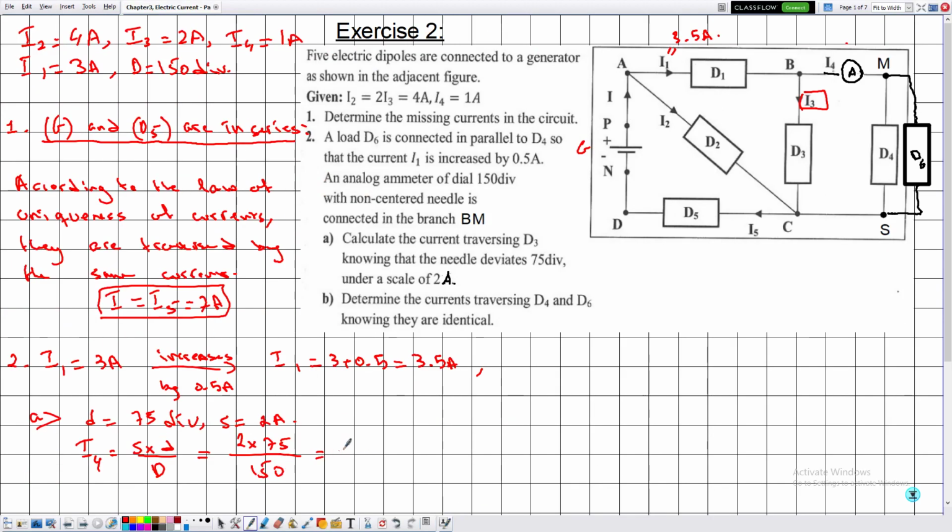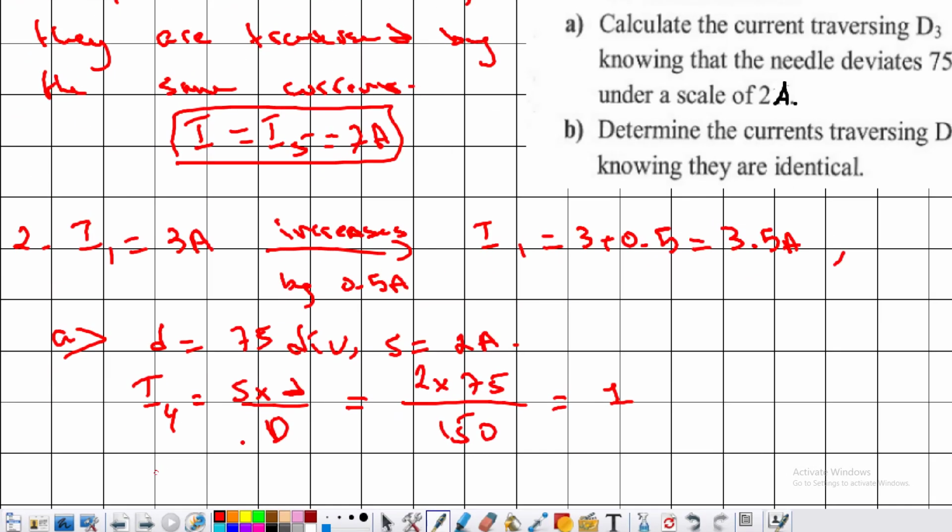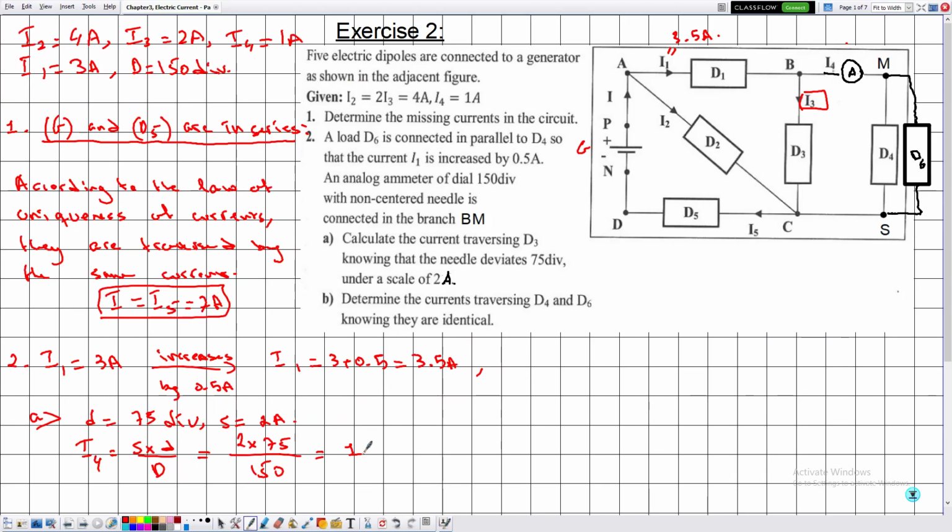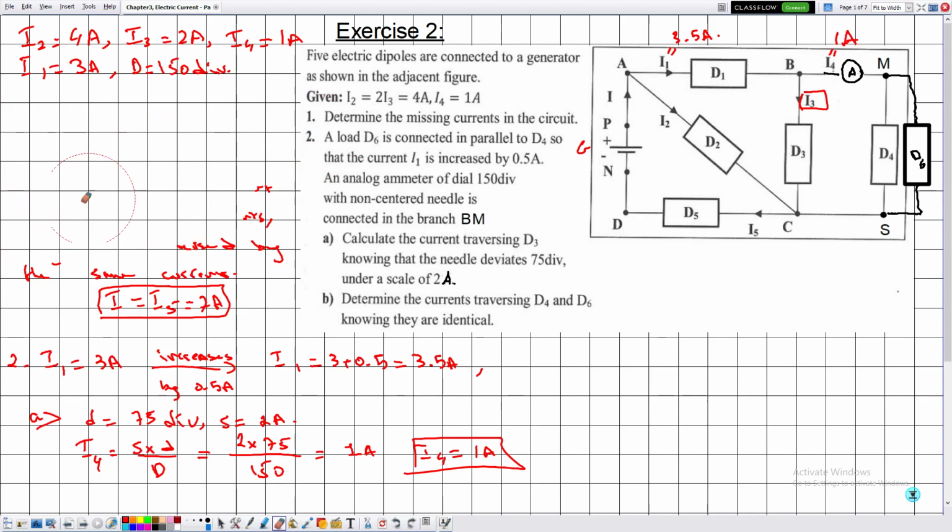So this is equal to 1, since everything is expressed in the SI, so the value of I4 will be in the SI. So I4 is equal to 1 ampere. Now after we have determined the value of I4, which is being read by the ammeter, we are ready to apply the law of addition of currents at node B in order to determine I3, because it's the only unknown.